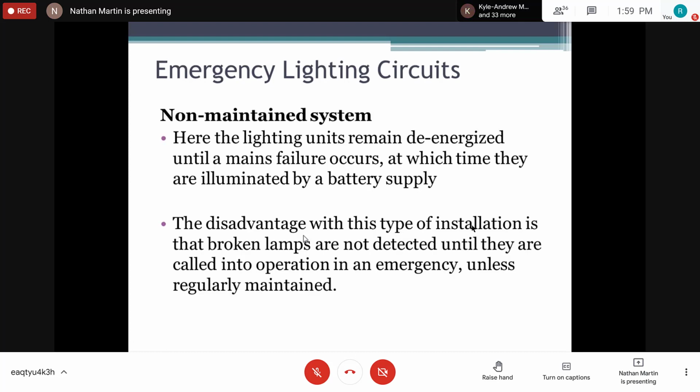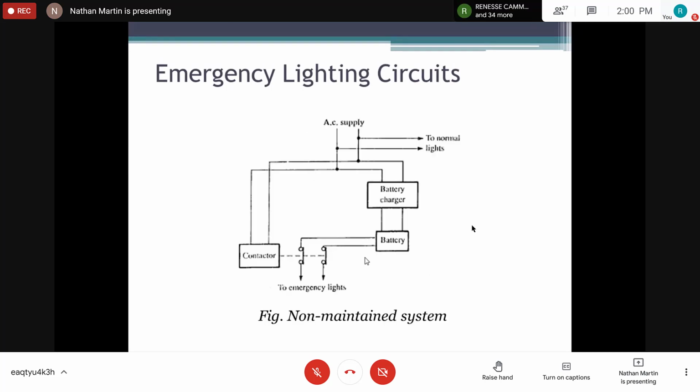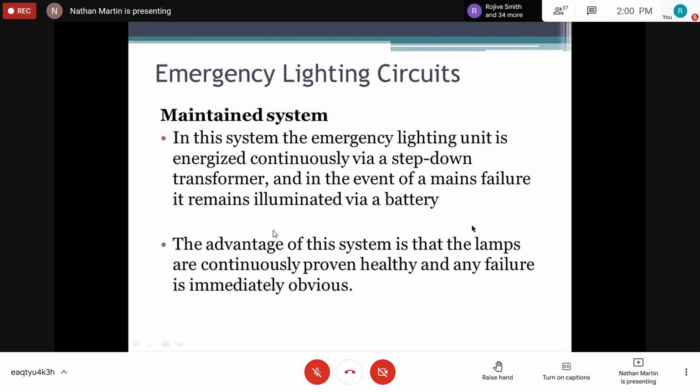The non-maintained light: here the lighting units remain de-energized until mains failure occurs, at which time they are illuminated by a battery supply, right? The disadvantage with this type of installation is that broken lamps are not detected until they are called into operation. So this type of non-maintained light, you have to go and service them regularly, either with your Monday checks or your monthly checks and so forth. But a lot of times when they install these lights, it's only when the power goes that you know it's not working. And that's really the main disadvantage of this type of system.